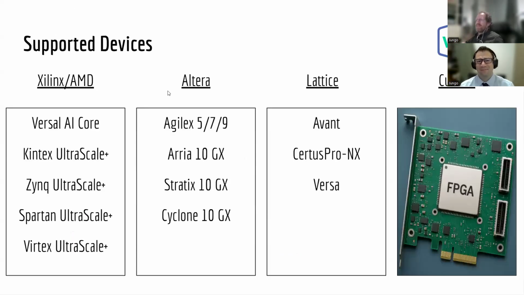Slide. So as far as the enhanced support that we were talking about, these are devices that we will generally have tested in-house or have very concrete customers and clients that we've either worked with on their cards or they've sent them in for testing. Be they the latest and greatest from the bigger players like the Versal AI Core from Xilinx, the Agilex family of devices from Altera, the 5, 7, and 9, the Avant and Certus Pro from Lattice, or any other FPGA or PCIe card that you may have.